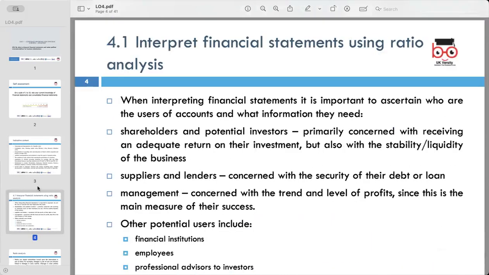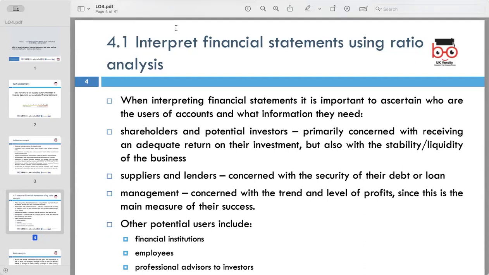So let's get started. Our first topic: interpret financial statements using ratio analysis. Any comments? Can anyone tell me if they have any idea about interpreting financial ratio analysis?